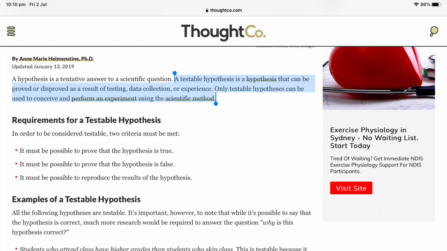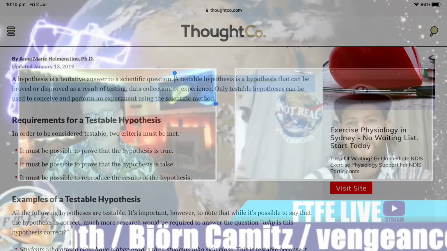From ThoughtCo, only testable hypotheses can be used to conceive and perform an experiment using the scientific method. Only testable hypotheses. So what are we actually doing in the experiment? Why is the Foucault pendulum coming into this? How does the Foucault pendulum work? Is the Earth rotating under the Foucault pendulum as it swings? Is that how it's working? Technically, yes. It's got a fixed pivot point, and given that the bob is moving, you can make a prediction as to what the drift would be if the Earth is rotating at 15 degrees per hour. And so what happens when I launch my drone from this rotating Earth and the drone doesn't drift at 15 degrees per hour as the pendulum does?